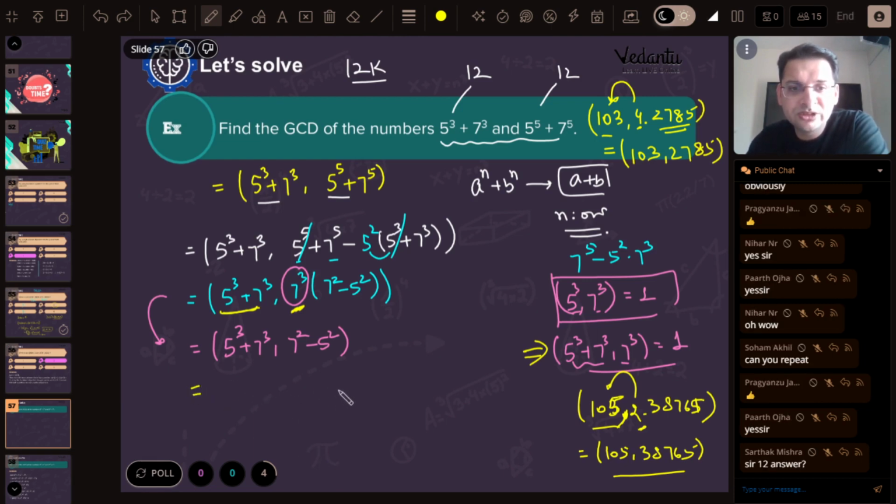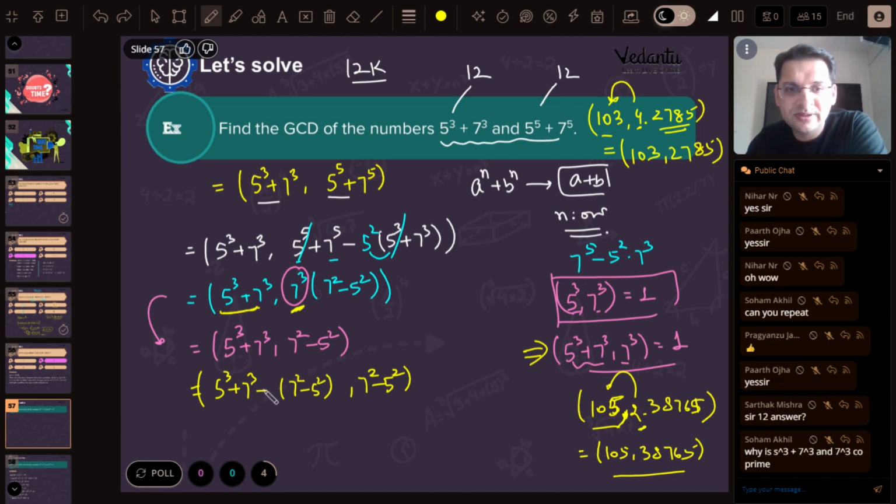Okay. Now the small number is 7 square minus 5 square. You can apply the same thing. 5 cube plus 7 cube minus what times 7 square minus 5 square, or plus what times?